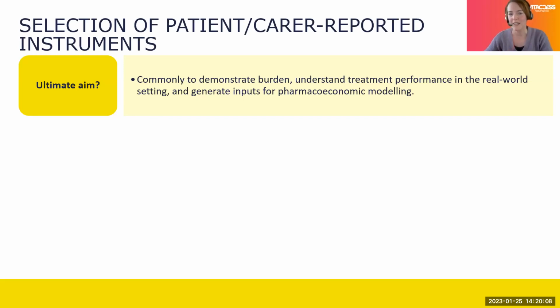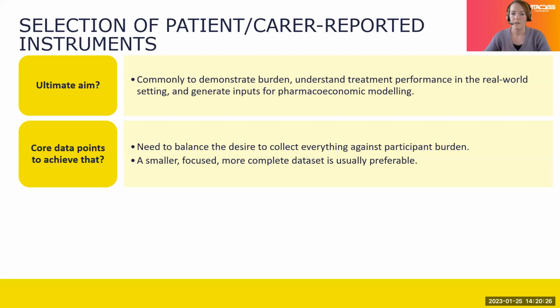Common aims that we have for collecting this data include demonstrating burden of disease, understanding treatment performance in a real world setting from a patient or carer perspective, and then generating very specific data types to input to pharmacoeconomic modelling. So how do we actually do this in terms of a digital study? Well, one of the key things here is thinking about the need to balance the desire to collect everything, particularly when you're designing these large real world studies.